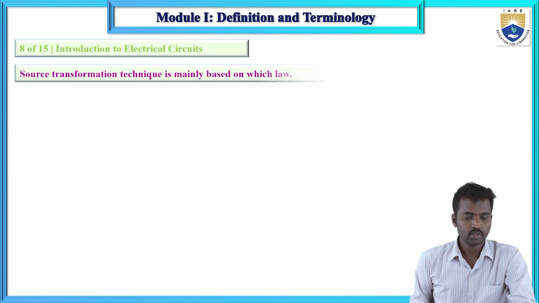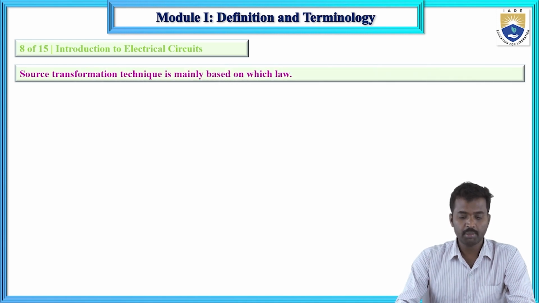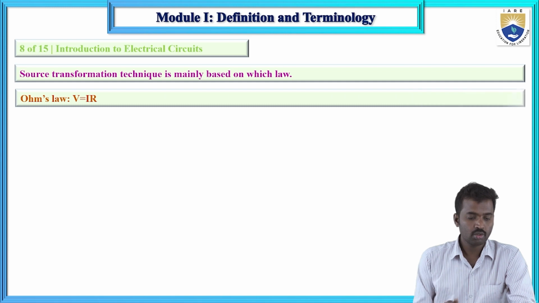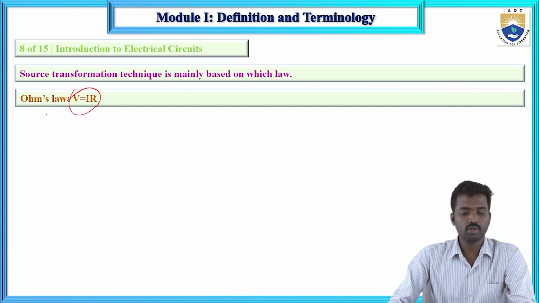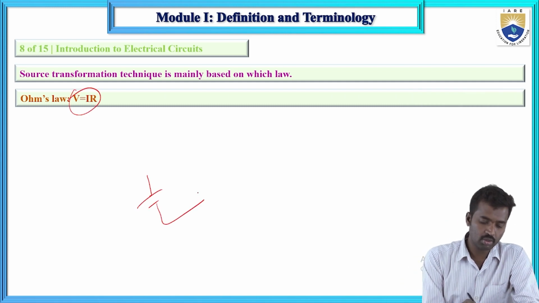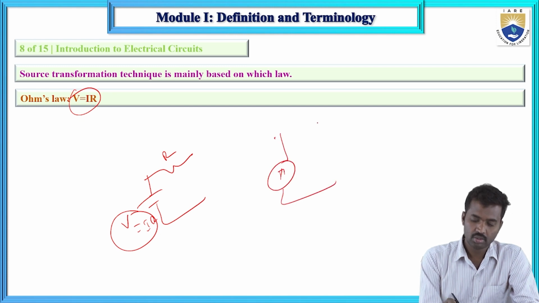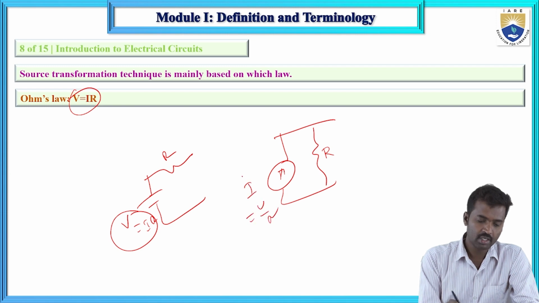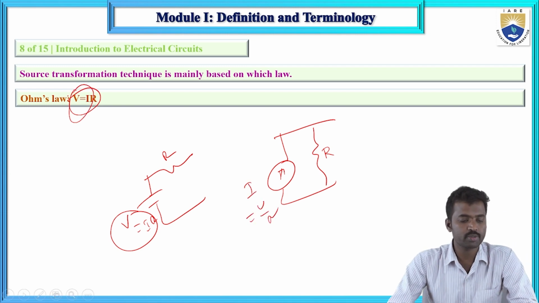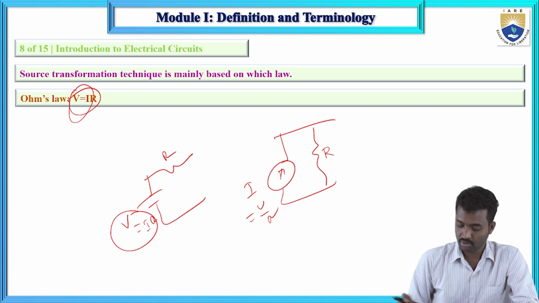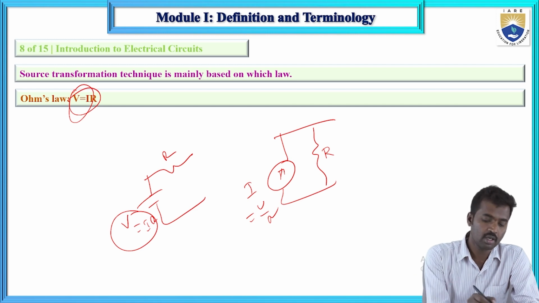Next, source transformation technique is mainly based on which law? Ohm's law, V is equal to IR. So this V is equal to IR. This is Ohm's law. And in the same way here, for the current source, this is the R, this is the I, I equals V by R. Same formula, Ohm's law. So source transformation technique is mainly based on Ohm's law only: V is equal to IR or I equals V by R.